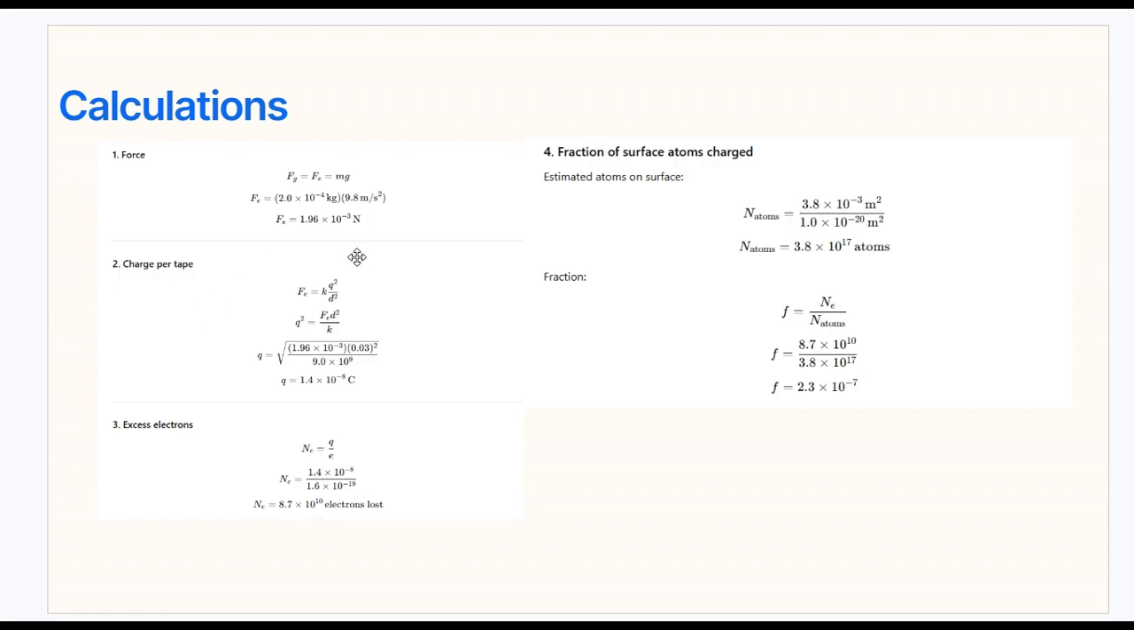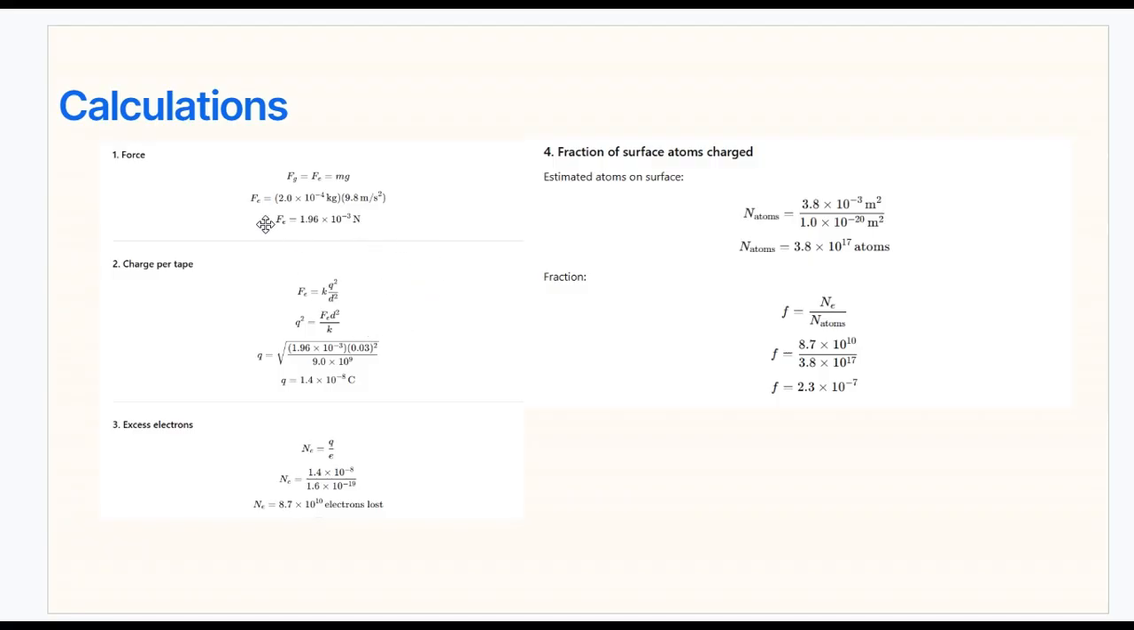Anyways, some calculations. So first we set the force of gravity equal to the electrostatic attraction or repulsion, so it equals mg. Then we can calculate the force of gravity, and equate it to the force of electrostatic attraction or repulsion. Okay, so we figured that out. And it does repel, so we know that they're like charges.